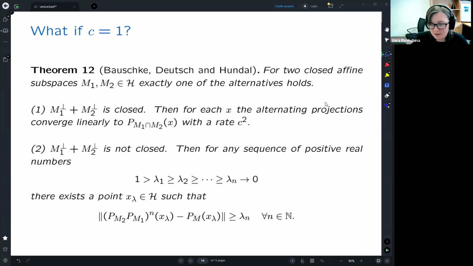It doesn't matter what sequence I pick. There will always be some point in a Hilbert space. So if you pick any two linear subspaces for which the angle is 0, there will always be some point for which the convergence is this slow, right? So no matter what sequence I pick, the convergence will correspond to the sequence. And it's an explicit example. So you generate a sequence, and then there is a starting point that corresponds to the slow convergence.